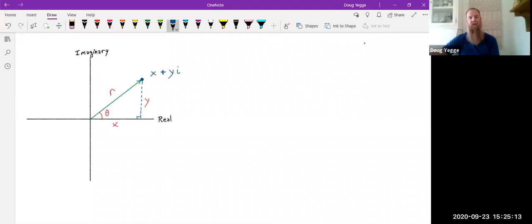Now there are a few relationships that we can see in this triangle here. We can recognize first of all that x over r is the value of cosine theta. And we also know that y over r is the value of sine theta. So if I multiply both sides by r, that ends up showing me that my x coordinate is r cosine theta, and my y coordinate is r sine theta.